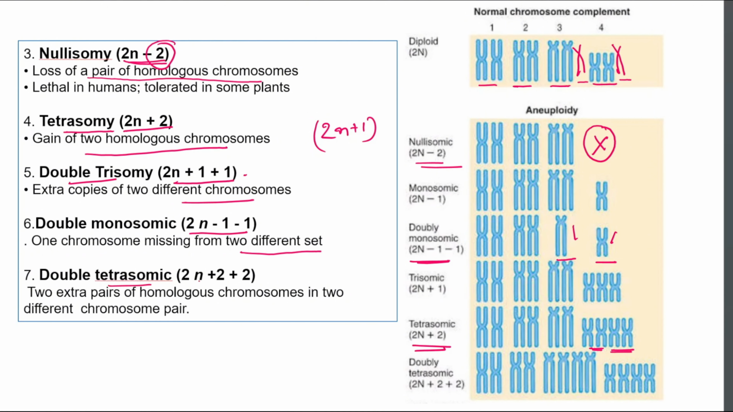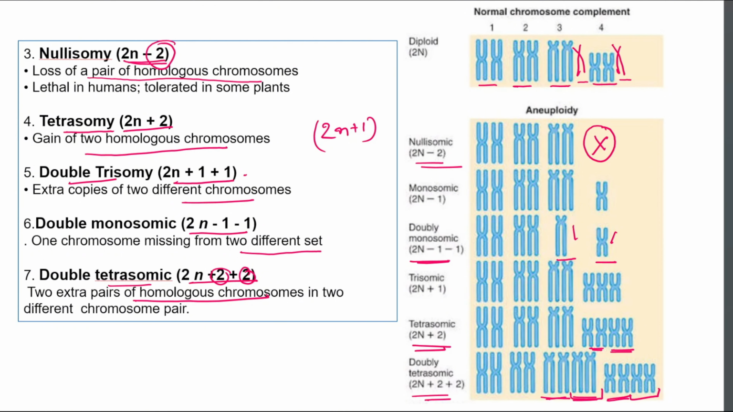And double tetrasomy, 2n plus 2 plus 2. This is the double tetrasomy, where two extra homologous chromosomes are added to each of two different chromosomal pairs. So this is the third chromosome and this is the fourth chromosome. In the third and fourth chromosome pairs, two extra homologous chromosomes are added. This is called double tetrasomy. So these all are different types of aneuploidy.